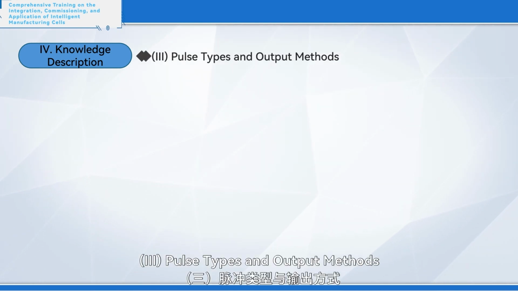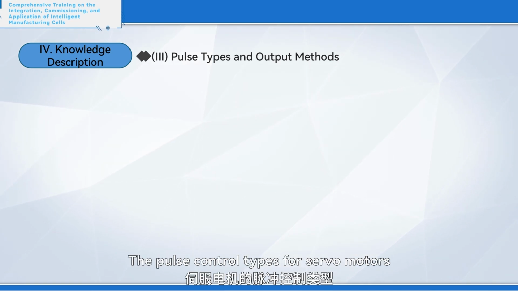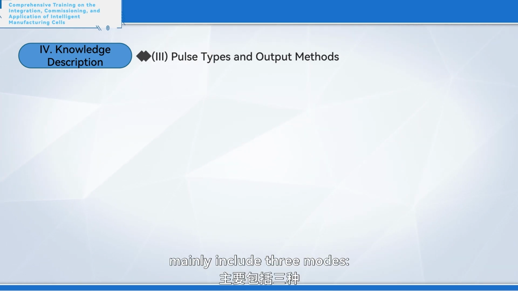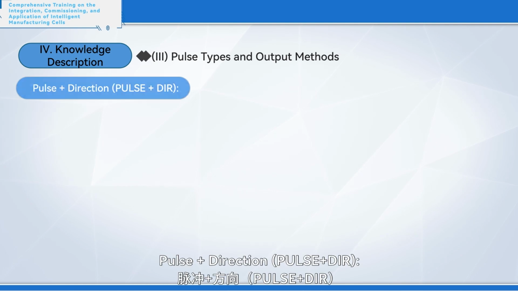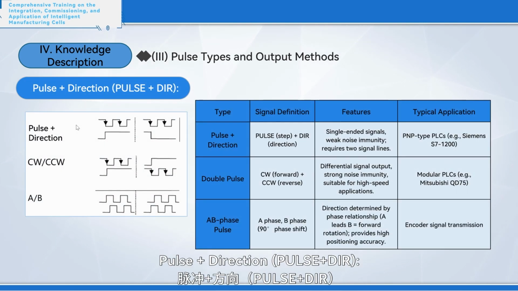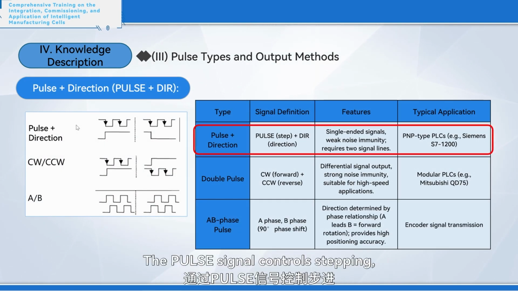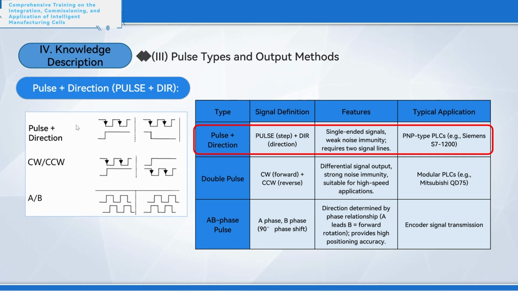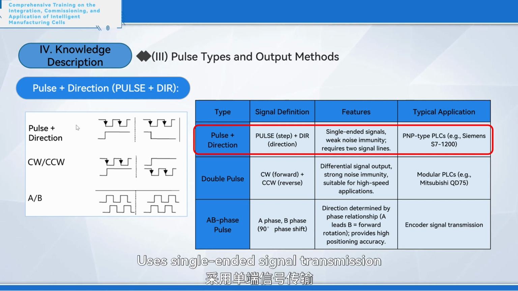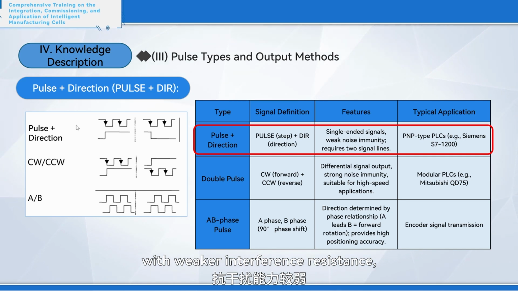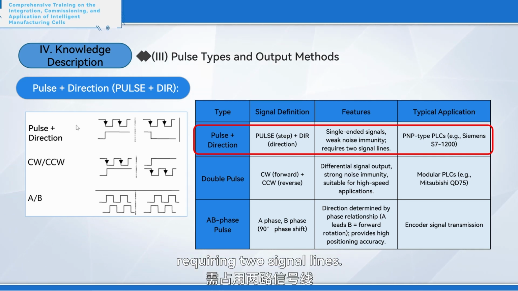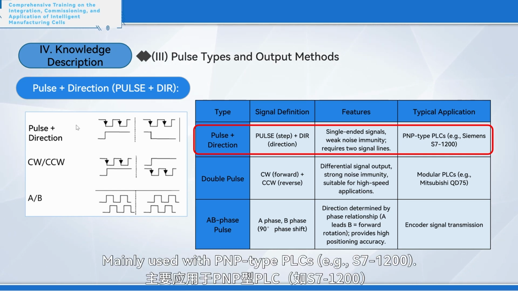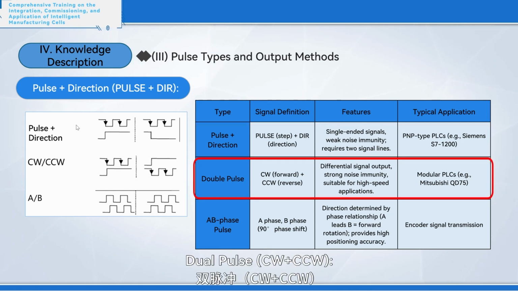3. Pulse types and output methods. The pulse control types for servo motors mainly include 3 modes: pulse plus direction, pulse plus DIR. The pulse signal controls stepping, and the DIR signal controls rotation direction. Uses single-ended signal transmission with weaker interference resistance, requiring 2 signal lines. Mainly used with PNP-type PLCs, e.g. S7-1200.